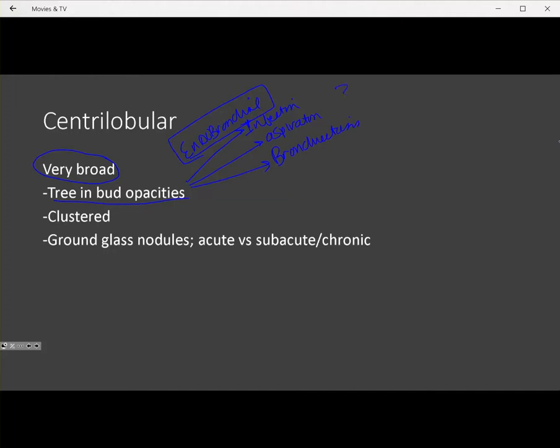There are some rare things that can spread via the airways, and one of these is adenocarcinoma. An adenocarcinoma of the lung can spread via the airways and result in tree-in-bud opacities.